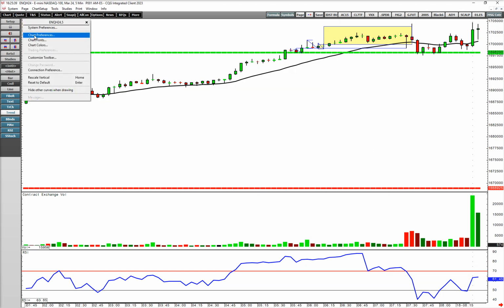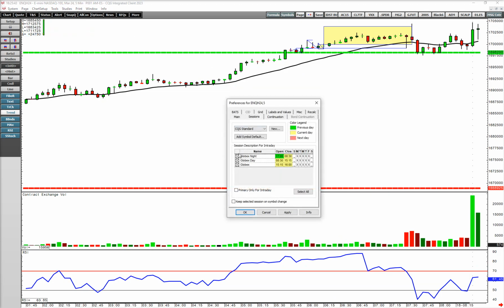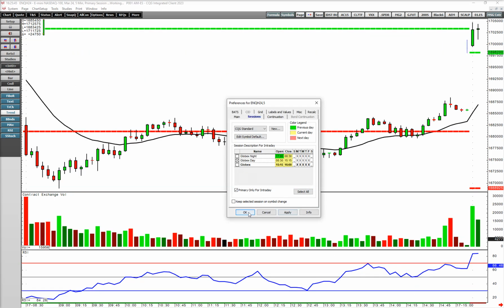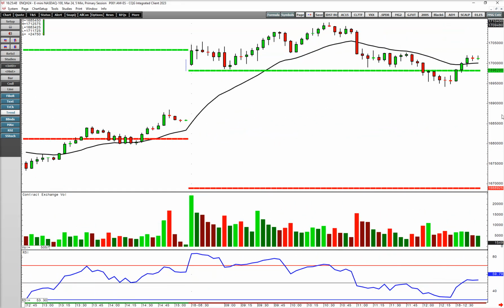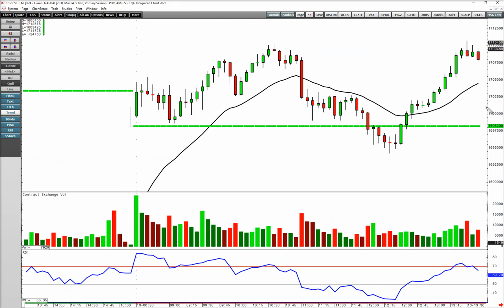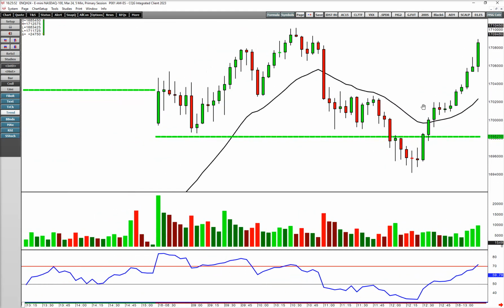a pit chart, because the next setup occurred after the pit open, and that was on a 5-minute chart. So let's see if I can find it. There we go. So this is the 8:30 bar.